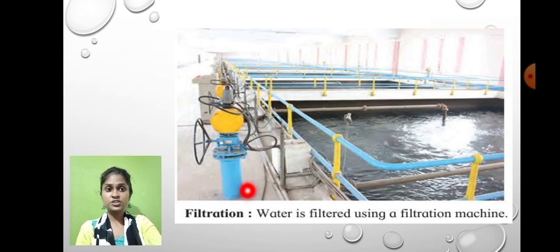Then the next type, you can see over here, filtration. In the filtration process, the water is filtered with the help of machines. The machines are set up, and these machines purify the water by using the filtration process.